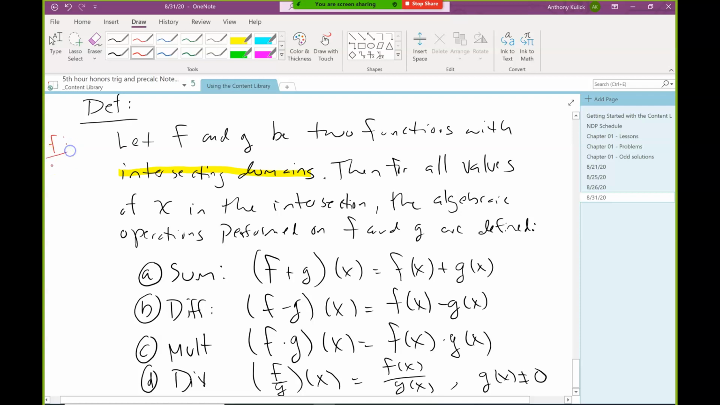Let's say for f, the domain was 2 to positive infinity. And for g, the domain was negative infinity to 5. Do those have intersecting domains? So Teresa, you shook your head yes. Why do you say yes?